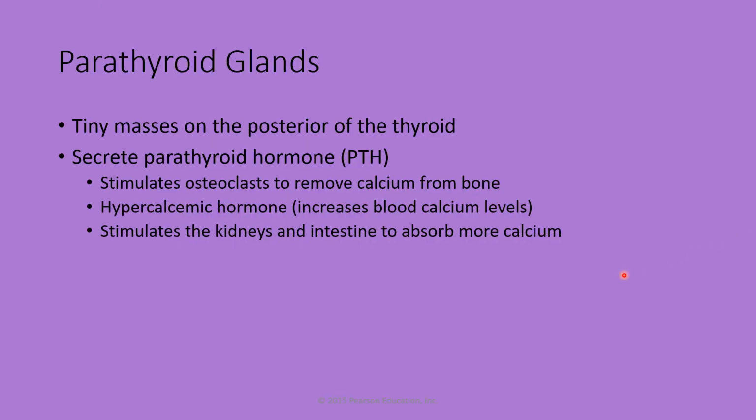The parathyroid glands, there's typically 4 of them, 2 on each of the thyroid lobes on the posterior side. They do secrete parathyroid hormone. This is going to have different effects. It can stimulate the osteoclast to remove calcium from the matrix of the bone. It can help increase the levels of calcium in blood. It can help to stimulate the kidneys and intestines to absorb more calcium. So when calcium levels are low, you want to get that calcium level back high in the blood.